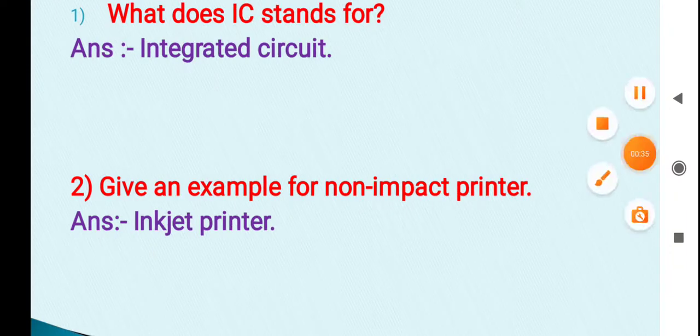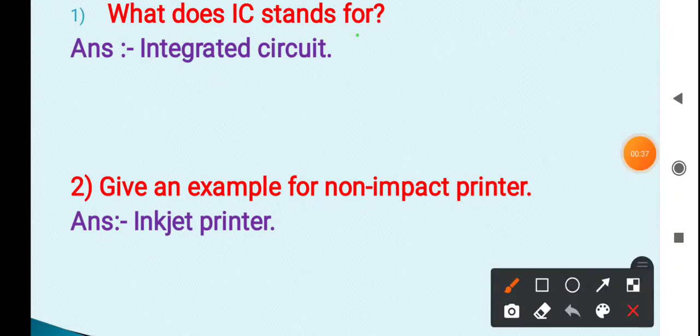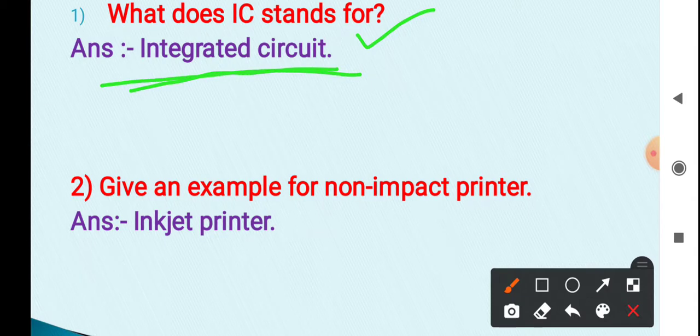So the first question goes like this: what does IC stand for? It is a repeated question. It is asked in almost all the question papers, so it is an important question. You have to write the expansion here. IC means integrated circuits. So the expansion of IC is integrated circuit.